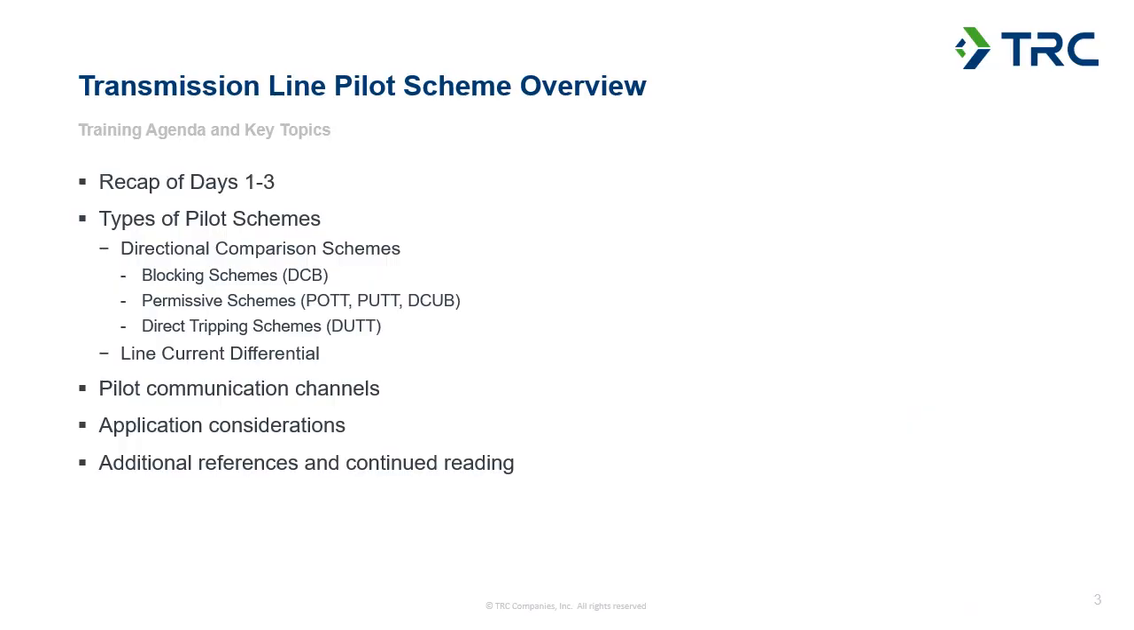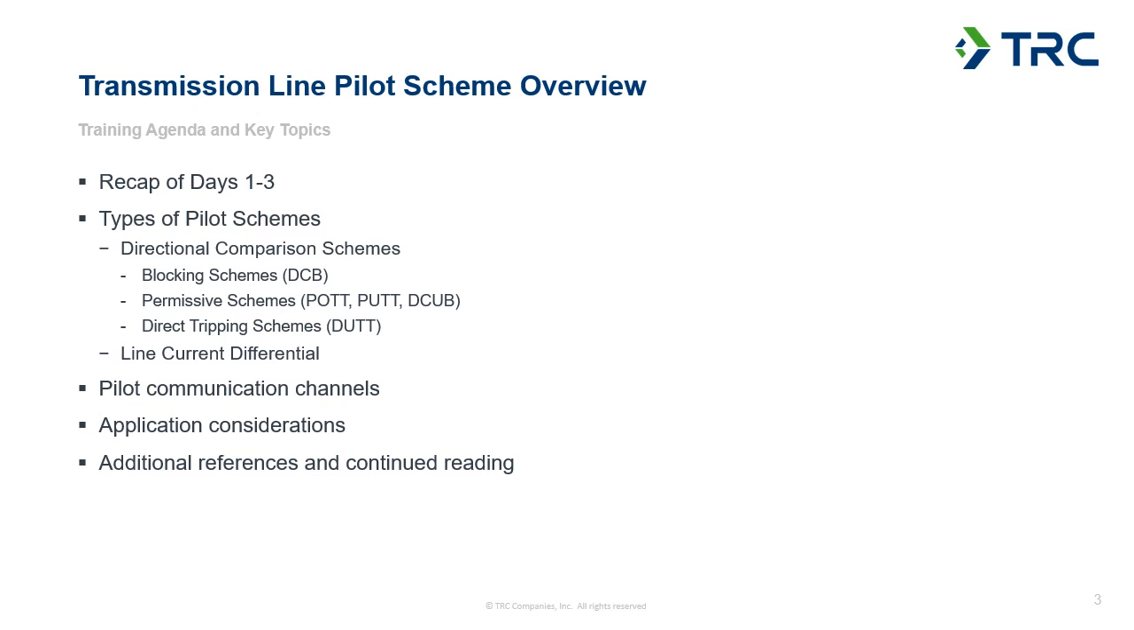All right, so our agenda for today is to do a quick recap of days 1 through 3 and specifically talk a little bit about the step distance schemes that we've been discussing and some of their limitations and reasons why you might move to doing something a little bit more complex, such as application of a communication assisted pilot type scheme. Really, these schemes are leveraging a communications channel in between the two terminals to allow you to gain some increased reliability and operate speed at the cost of some extra complexity.